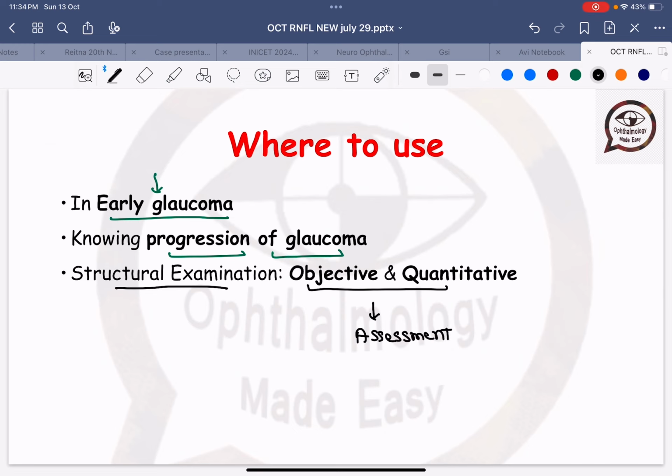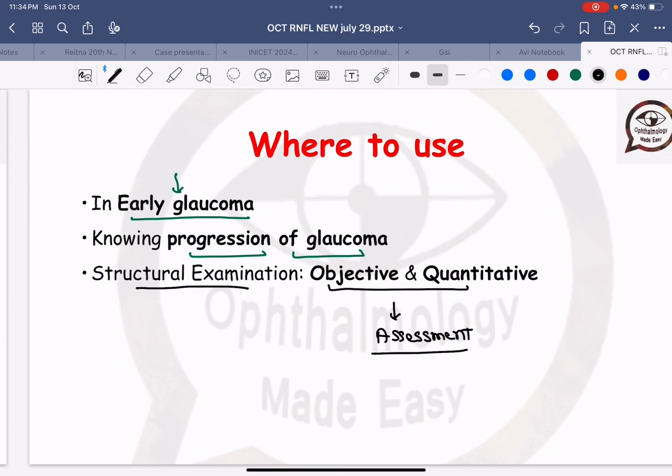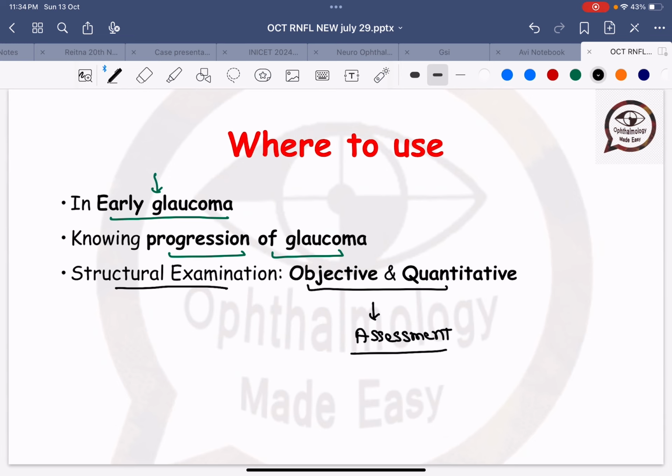Now what it means is that, let's say a patient comes to your clinic and he says, sir, I have come here just for getting the power of glasses. I do not have any other problem. But you tell the patient, okay, you are having glaucoma. Now how would you show it to the patient? Because the patient is not convinced about this. He has come only for the glasses.